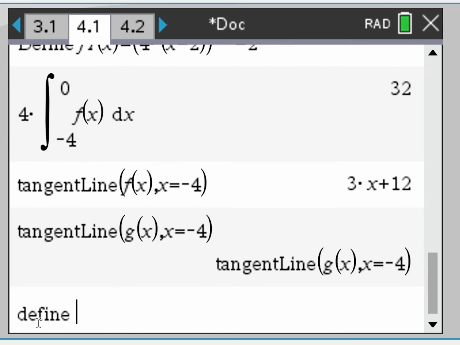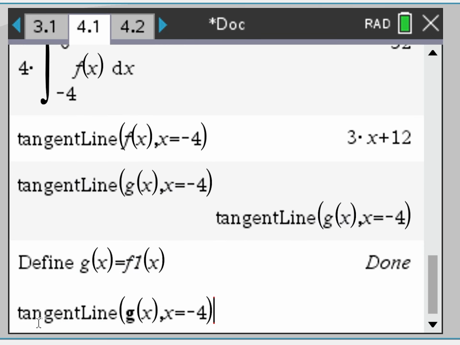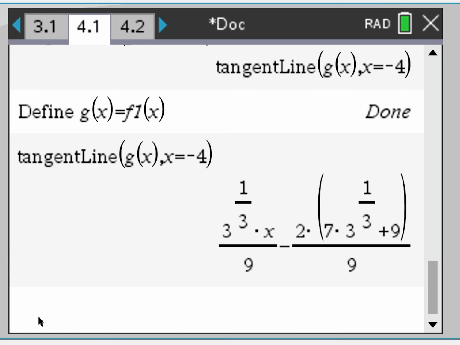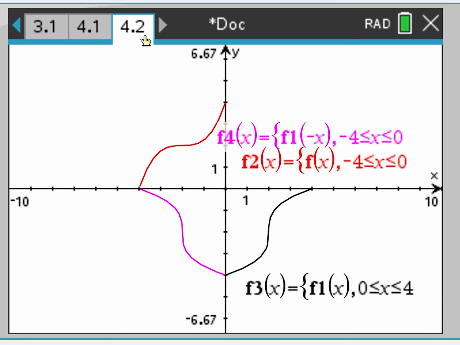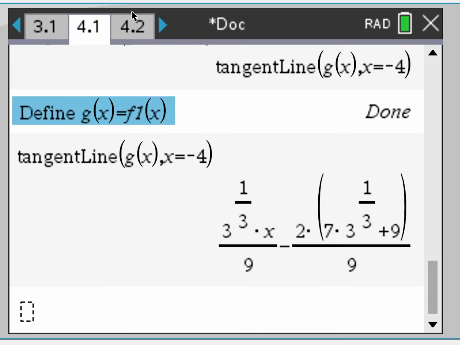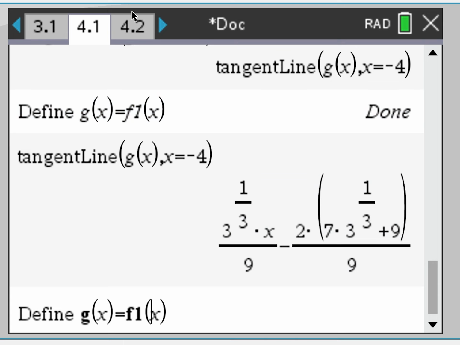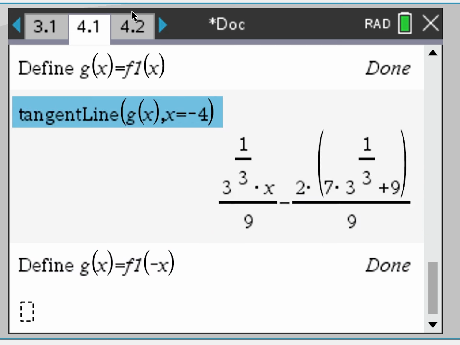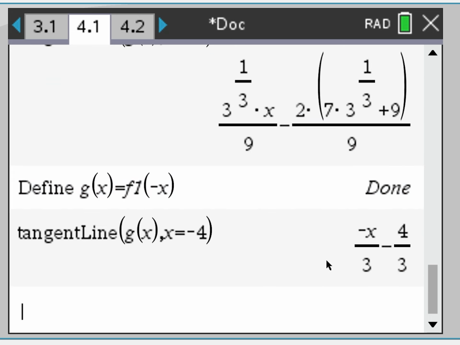That's correct. So if I define g of x equals f inverse of x, that is a strange looking gradient. I don't think that is correct. Oh wait, f inverse of minus x. What am I doing? Because g of x has to be reflected across the y-axis. So that. And now if I do this, I think this looks a lot better.